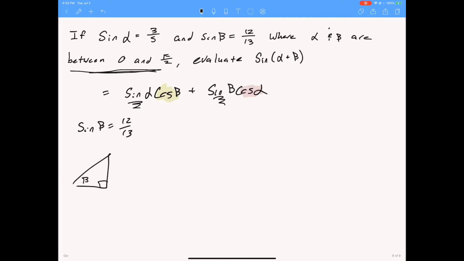This angle here is beta. Opposite will be 12, and the hypotenuse will be 13. And we just have to find the missing side of the triangle. Now, you can use the Pythagorean theorem to find the missing side, but if you can recognize this type of triangle, it is a 5, 12, 13 triangle. So that means the missing side is 5. So cosine of beta will be 5 over 13.